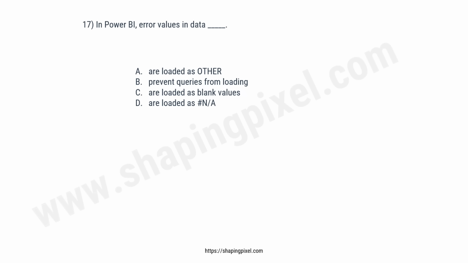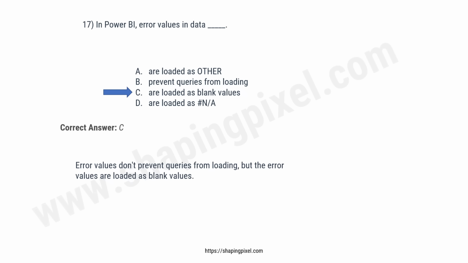Question number 17. In Power BI, error values in data dash. And we have four options. Option A, are loaded as other. Option B, prevent queries from loading. Option C, are loaded as blank values. And option D, are loaded as NA, not applicable. So the right answer here is option C, are loaded as blank values. Error values don't prevent queries from loading, but the error values are loaded as blank values.